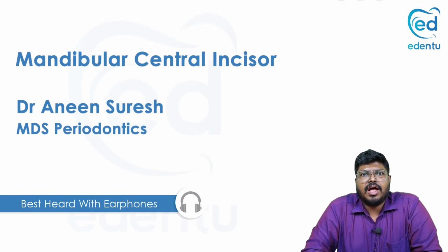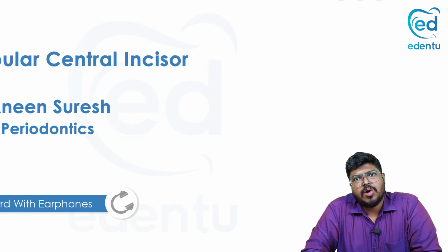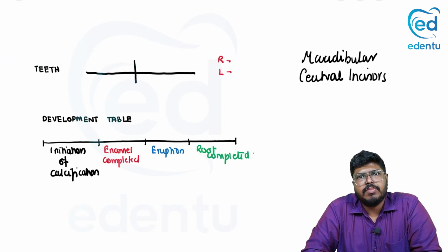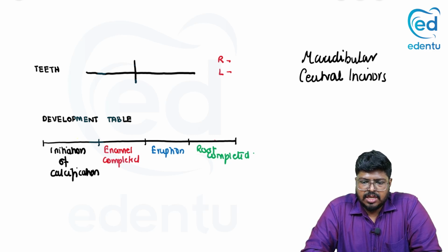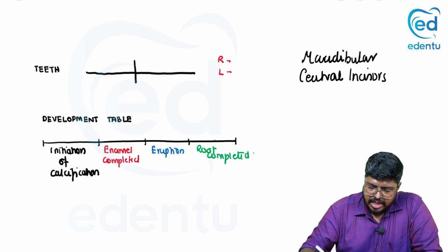Hello. After completing the maxillary central and maxillary lateral, we are now ready to go on to the mandibular counterparts. The mandibular central incisor is the smallest tooth that is present in the oral cavity as a whole. More importantly, it is one of the teeth that shows the least variations in the oral cavity. They are also known as the smallest permanent teeth.